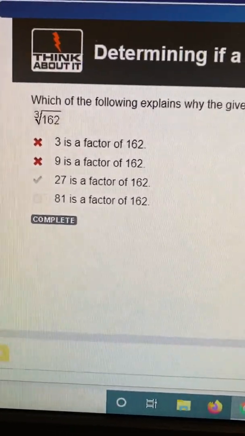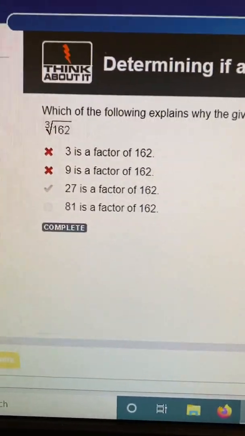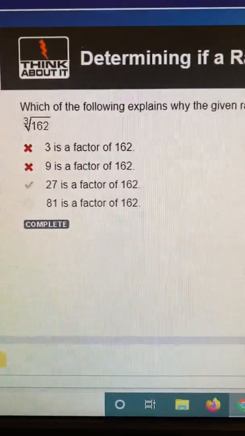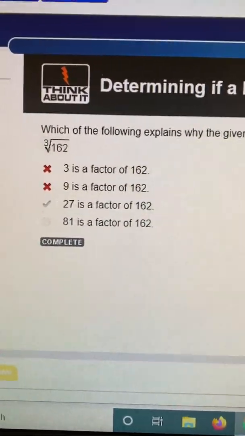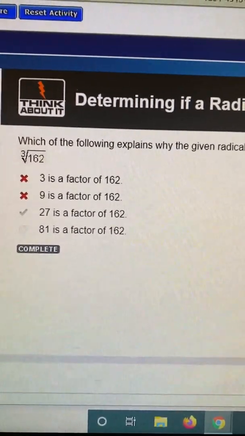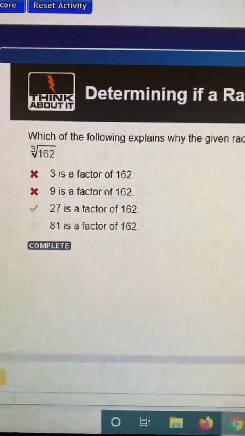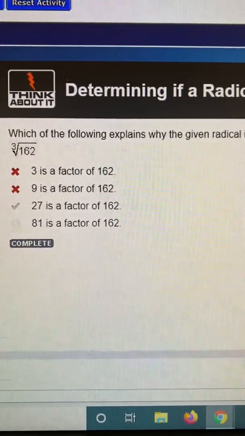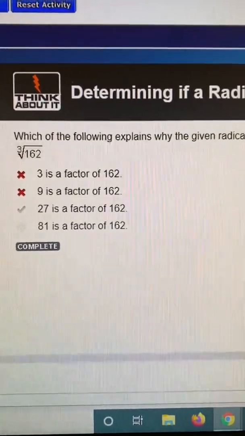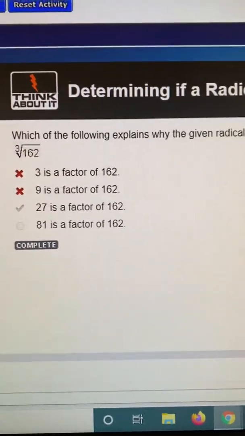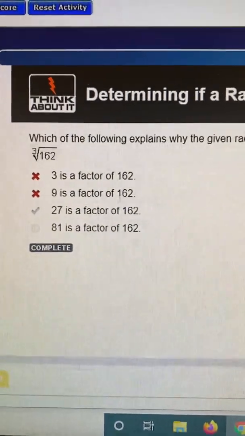Well, 162 is not what we call a perfect root. So there's no number, because if I put that in the calculator, I get a decimal. There's no number that can be multiplied 3 times to get 162, but then you gotta ask yourself, can it be simplified? So then what you're looking for is a number that's a factor of 162, that then can be factored into numbers that can be multiplied 3 times. I know that's confusing, but let's just start with the first one, 3.